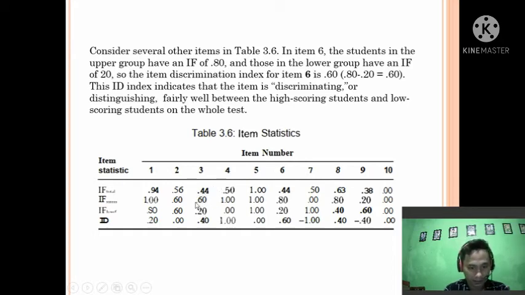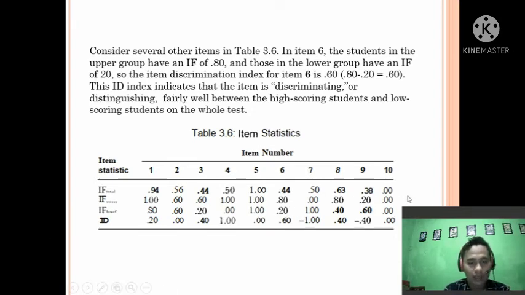Next, the upper and lower are subtracted. Like this example, guys: upper 100% minus 80%, so the item discrimination result is 20%. For number 3, the upper group, Robert and friends, gets 60%, and the lower group is 20%. 60 minus 20 is 40%. Do you get it, guys?